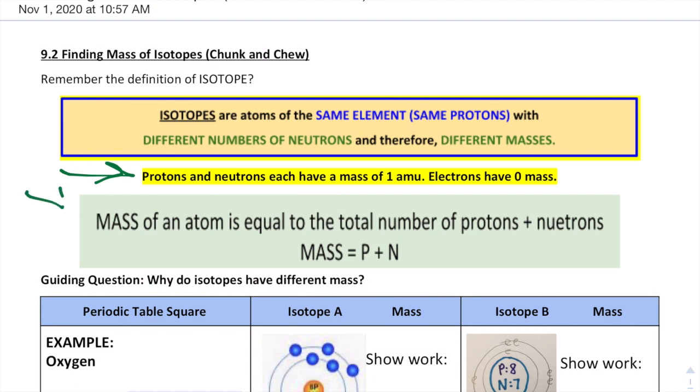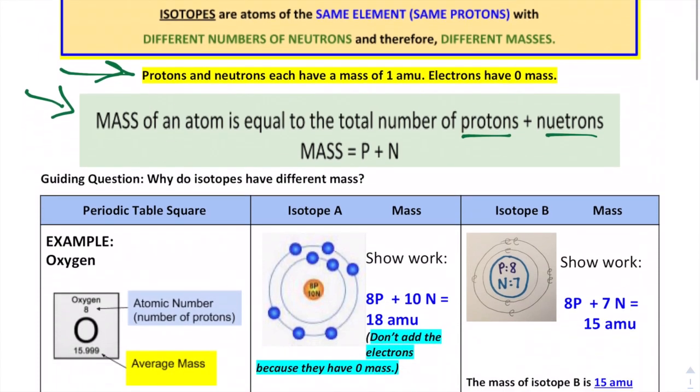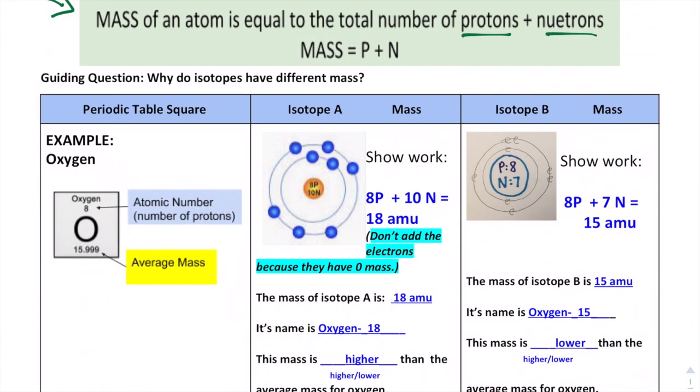That means the mass of an atom is equal to the total number of protons plus neutrons. Mass equals P plus N. So if the electrons have no mass, then the mass is just the protons plus the neutrons. Guiding question: why do isotopes have different mass? The example here, let's walk through that together.